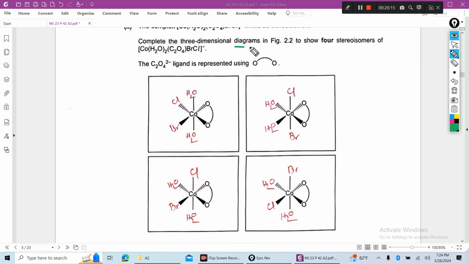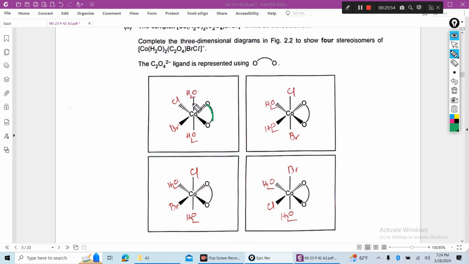Then complete the 3-dimensional diagram of this. Show 4 stereoisomers of 2 ligand water, 1 ligand oxalate ion, 1 bromide, 1 chlorine. This is the oxalate ion, C2O4 2-, and the ligand is represented by this. So total 2, 2, 4, 1, 1, 6. Total coordination number 6. So you can complete this diagram.